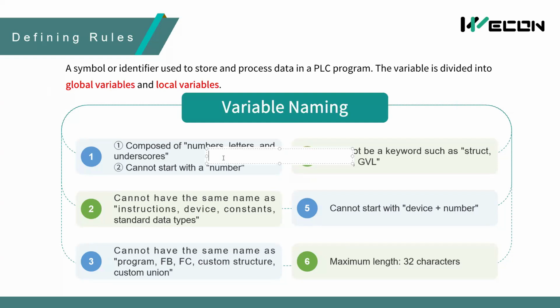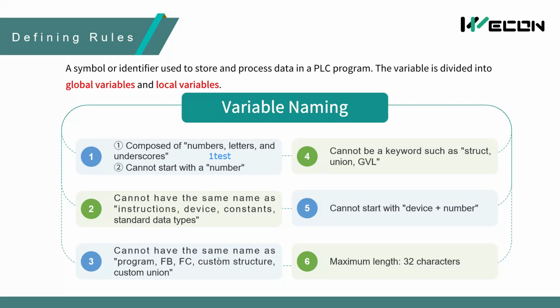For example, this variable name is wrong. We can't name the variable like this, starting with a number. And also, the name of the variable can't be the same as our instruction or device. What's a device? For example, D0, D1, D2. This is our device name, so our variable can't be like this.